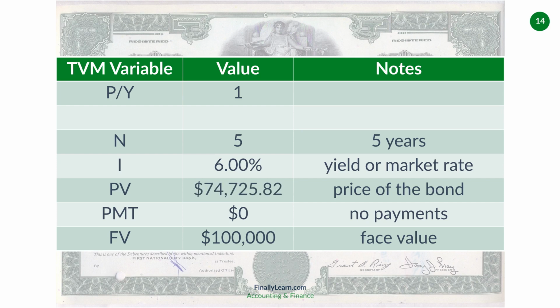So if we solve, we get 74,726 basically. I gave you the pennies just so you can verify. So what that means is if you spend 74,726 and you receive 100,000 at the end, you received a 6% rate of return. So simple, right?